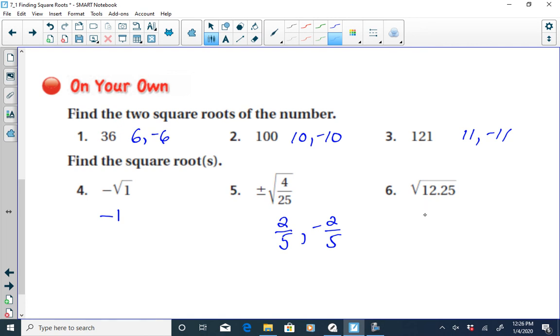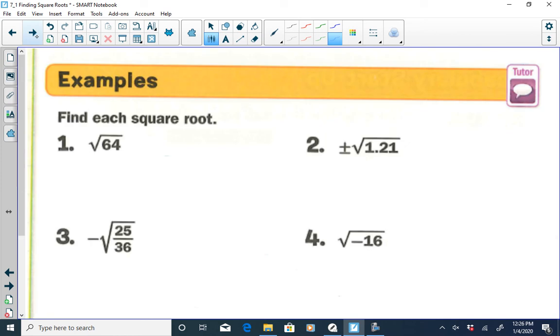and we'll continue to the next one. Square root of 64. We know that that is going to be what? 8 and negative 8. 11 times 11 is 121, so that's going to be 1.1. So that's going to be 1.1 and negative 1.1. Square root of 25 is 5. The square root of 36 is 6. We want the opposite of that.